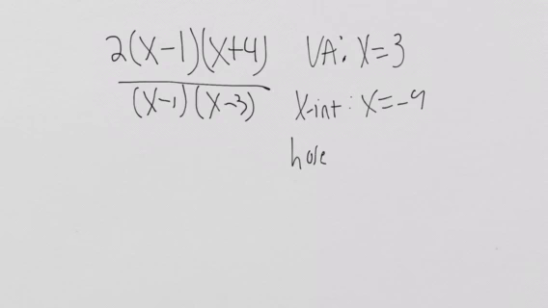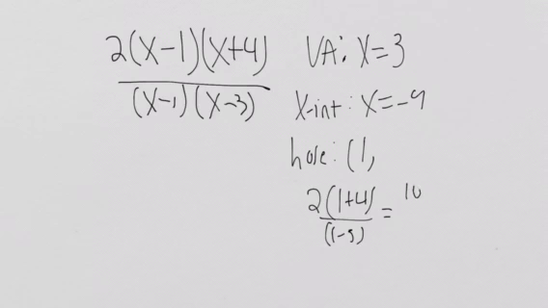I also have the other factor, which is x minus 1 over x minus 1, which is causing a hole at x equals 1. What's the y value of that hole? Well, I'm going to plug into the rational function with the x minus 1's canceled. So I'm going to plug in 1. So I get 2 times 1 plus 4 over 1 minus 3, which is going to be 2 times 5, which is 10, divided by -2, which is -5. So I have a hole at 1 comma -5.